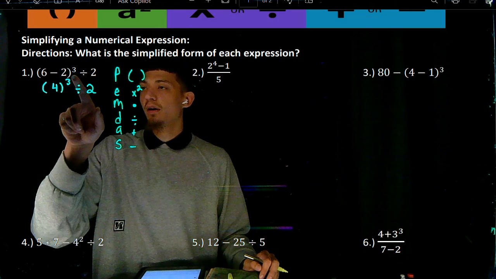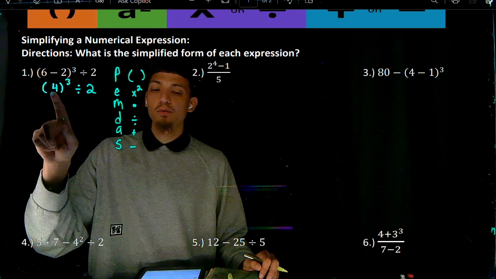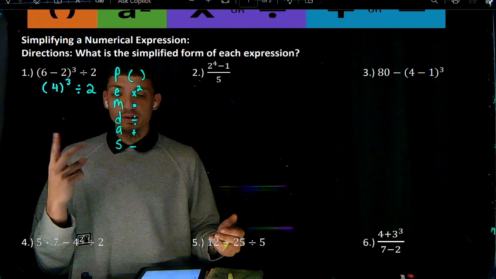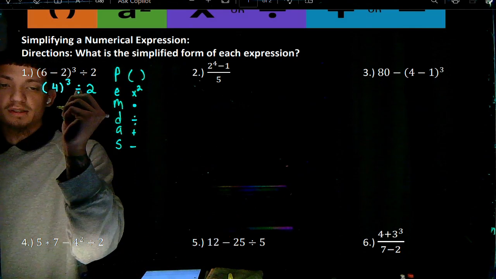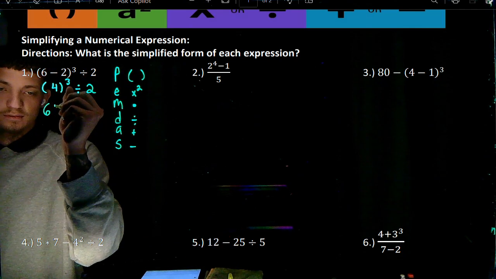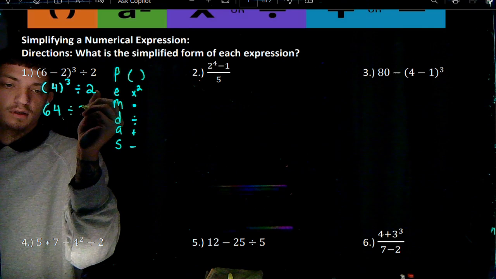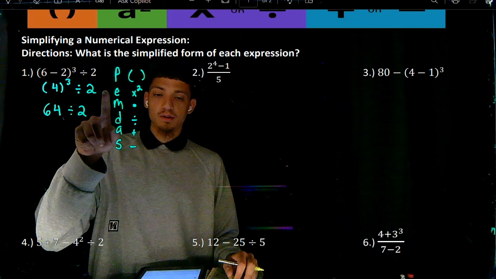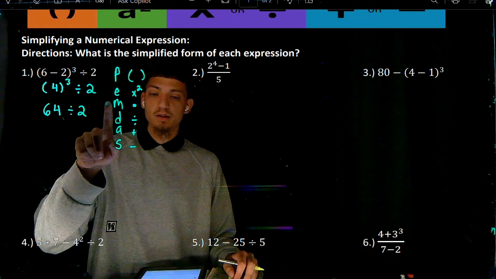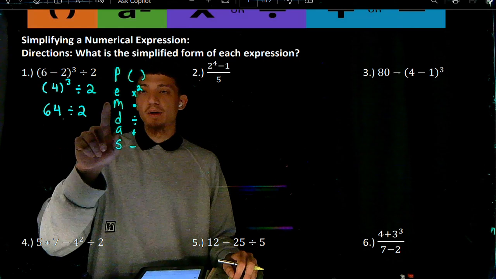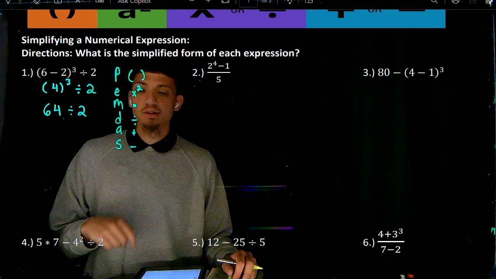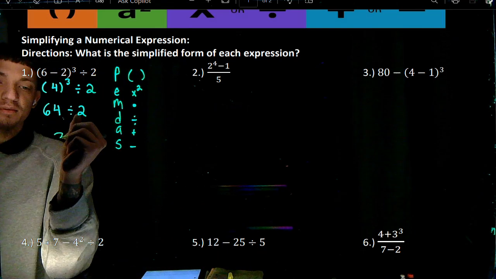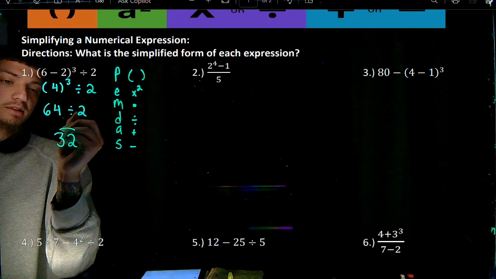We do have the third power on our 4 here. So 4 to the third power, if you use your calculators, or if you think about 4 times 4 times 4, that would be 64. Now that we're done with exponents, we keep going down the list with PEMDAS. I don't have multiplication in my problem, so I move on to the next step, which is division. We have to do 64 divided by 2, which would be 32. And that's our final answer.